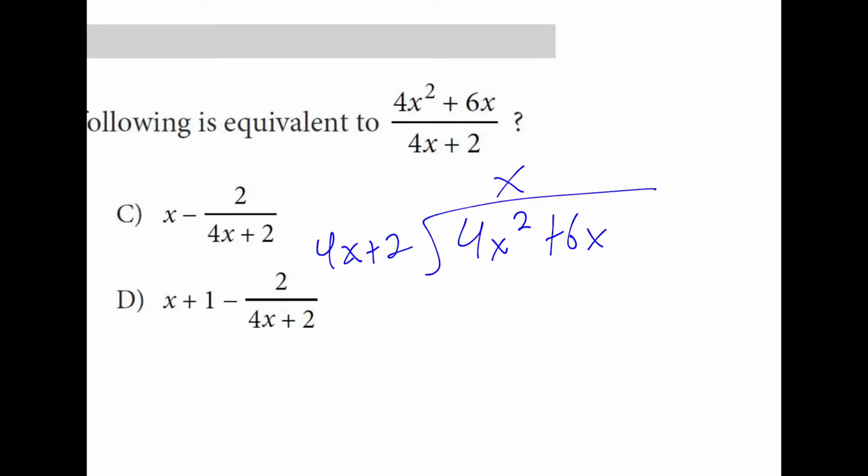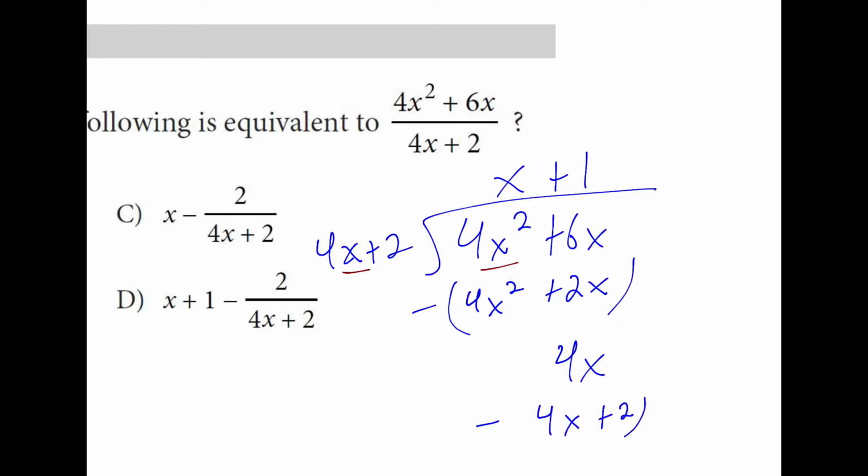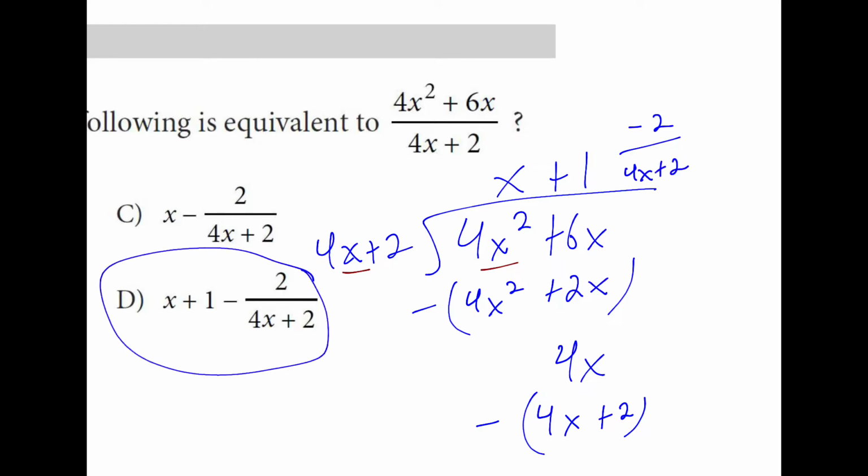So I'm going to use long division and say that 4x plus 2 goes into 4x squared plus 6x, x times, because I'm looking at the degree of the first term. So if I take x and multiply it by 4x plus 2, this gives me 4x squared plus 2x, and that is what I will subtract straight down. And what I'm left with is 4x. How many times does 4x plus 2 go into this? That goes in one time. So I'm going to subtract 4x plus 2, and what's left is a negative 2 out of 4x plus 2. D is the answer.